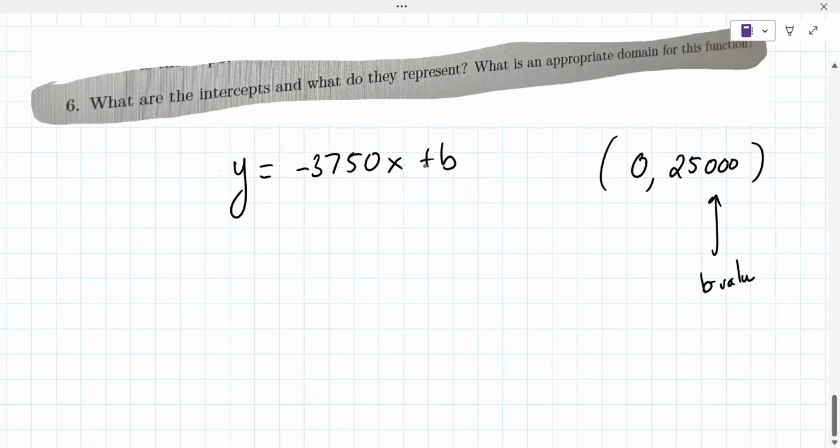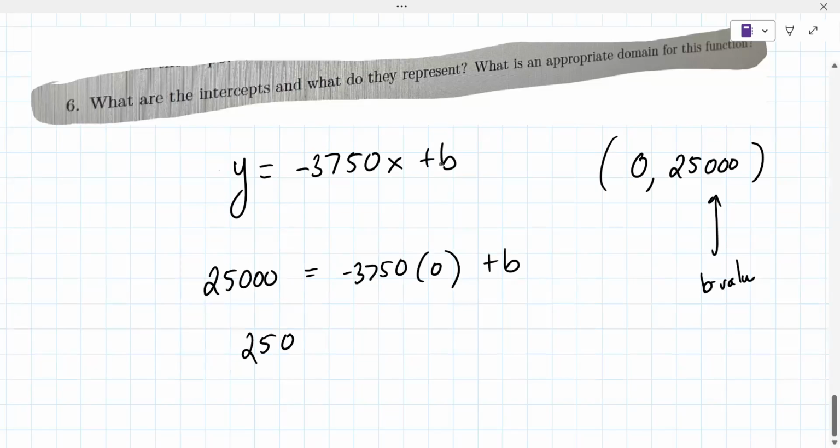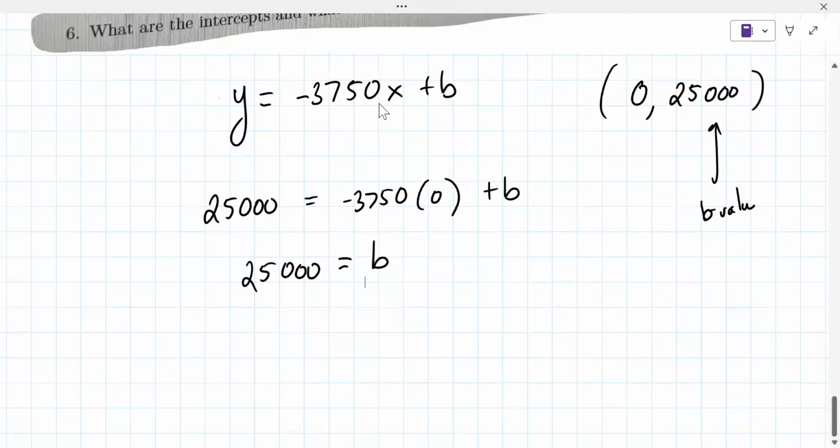This is the B value. The reason it's the B value is that at time 0, when X is 0, this term goes away, so it's just that. If you put 0 in for X and 25,000 for Y, you still get B equals 25,000. But you want to be able to shortcut that. Let me write it out in case you want to look at this later and wonder why. So 25,000 equals B, and you have Y equals minus 3,750X plus 25,000.